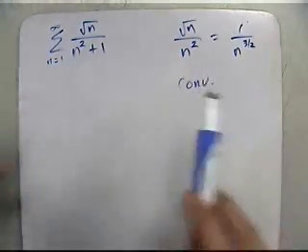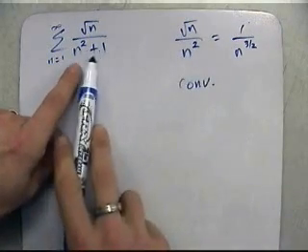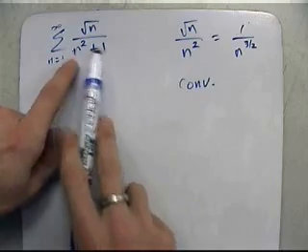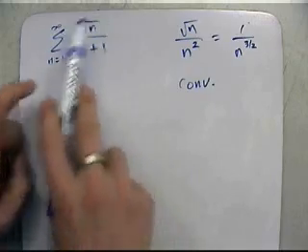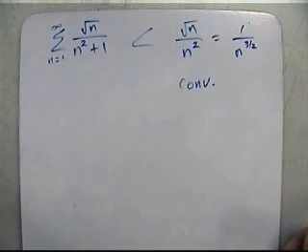Now I want to figure out which one's bigger, right? If this one converges and this one's smaller, then it has to converge as well. So if I take a look at this guy, this one had a plus 1 in the denominator, so it's going to have a bigger denominator, which means a smaller term. That guy has to converge, okay?